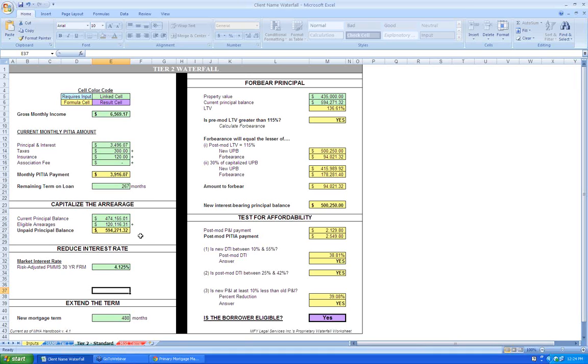Tier 2 is a little bit different. We, again, capitalize the arrearage, but then we're just going to set the interest rate to, in this case, the Freddie Mac PMMS plus 50 basis points. We're going to extend the term automatically to 480 months. We're going to go through a slightly different forbearance calculation, and then we're going to test for affordability.